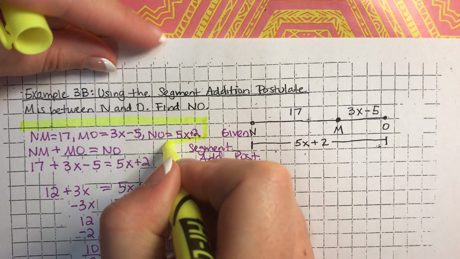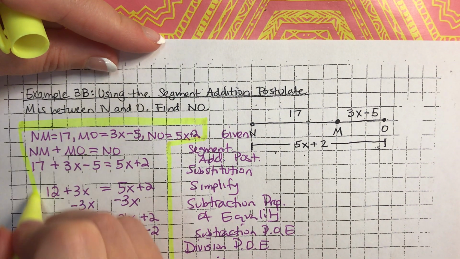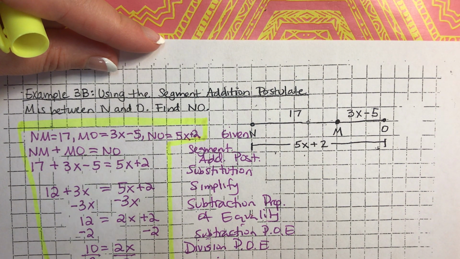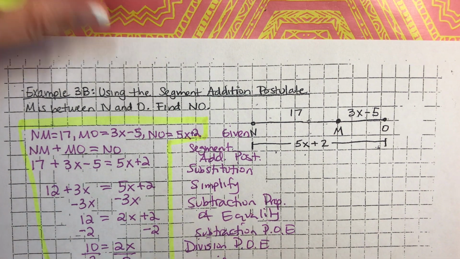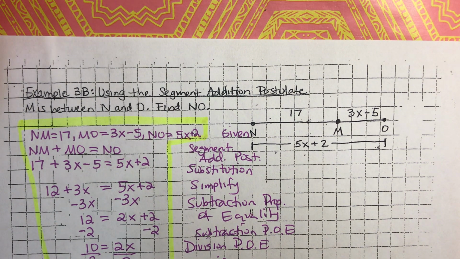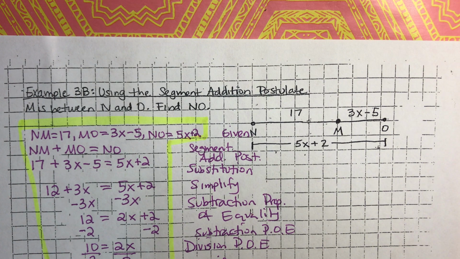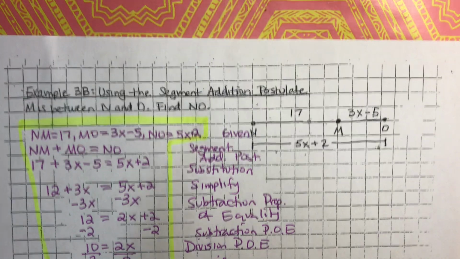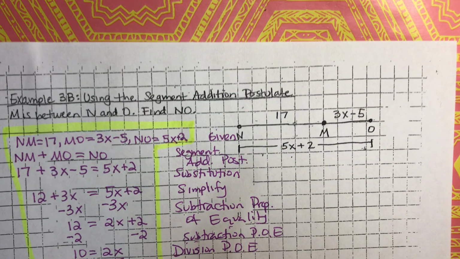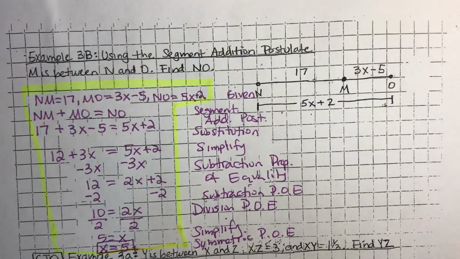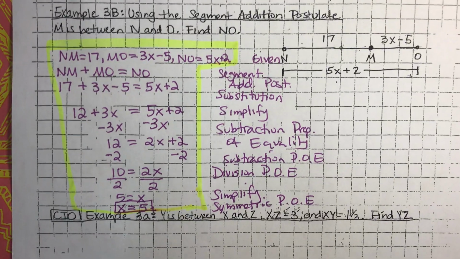Write the given information. Do all the algebra. If you want an added challenge, go ahead and write the reasons down for it. But you are not going to be required to do this part until Chapter 2. Okay. So there you go.